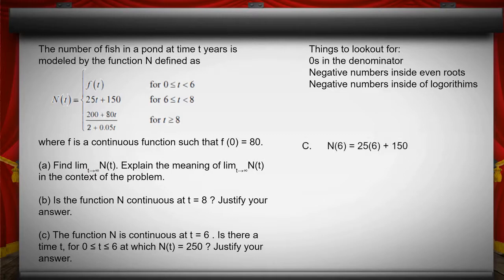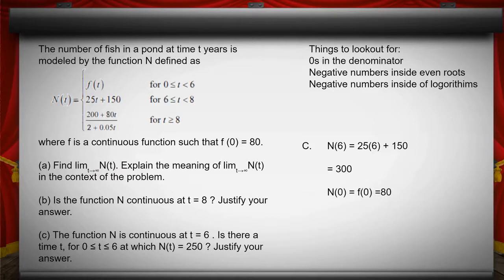So first we're going to find n of 6. We have to find the part of the piecewise function that applies when t is equal to 6, and then plug in 6 for t. So for t equals 6, we use the part 25t plus 150. We plug in 6, and then we get 300.